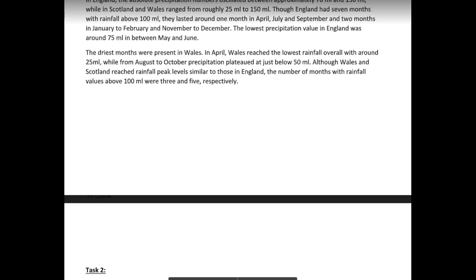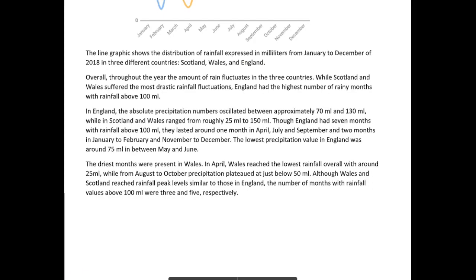The driest months were present in Wales. In April, Wales reached the lowest rainfall overall with around 25 ml, while in August to October precipitation plateaued at just below 50. Although Wales and Scotland reached peak rainfall levels similar to those in England, the number of months with rainfall values above 100 ml were 3 and 5 respectively. Okay, so as you can see, I got through this very easily.